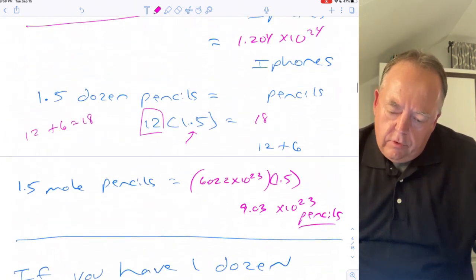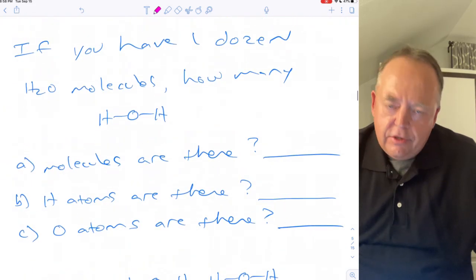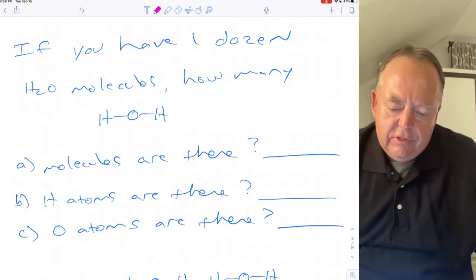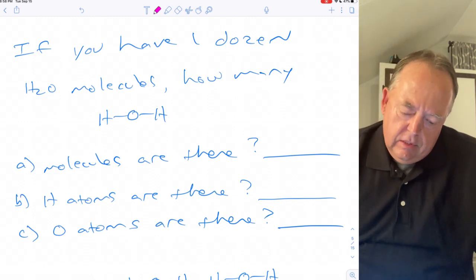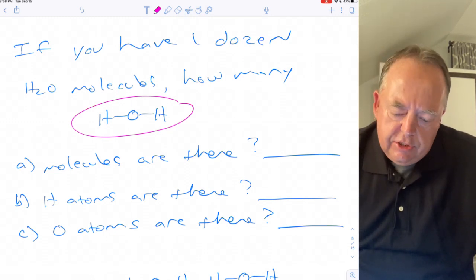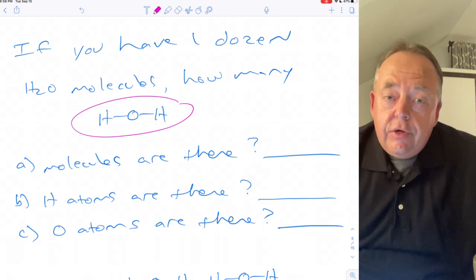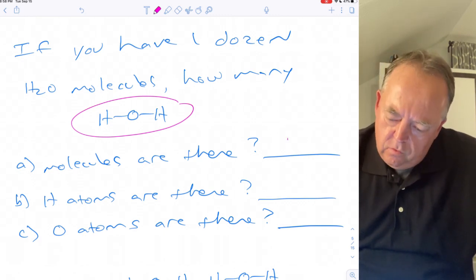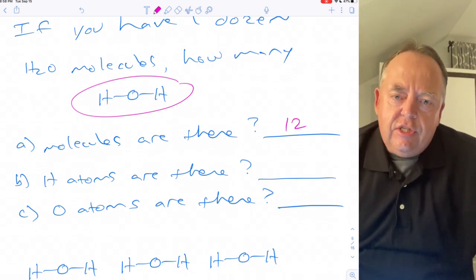Okay, so now rather than talking about objects, let's talk about molecules, something more related to chemistry. So if you had 1 dozen water molecules, H2O, right, 2 hydrogens attached to oxygen, how many molecules are there? Well, there are 12 molecules, right? But how many hydrogen atoms are there?